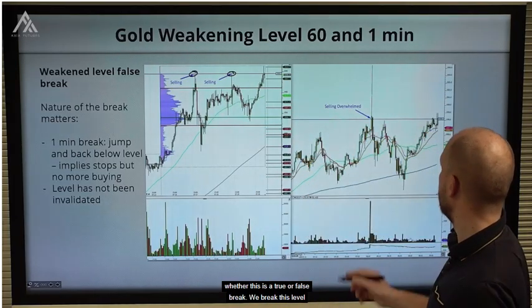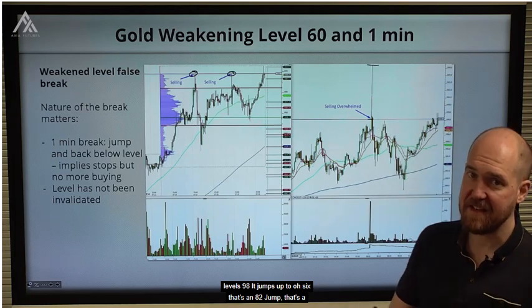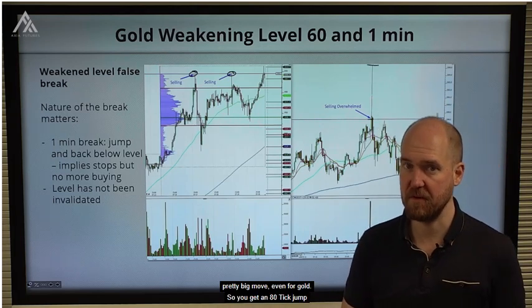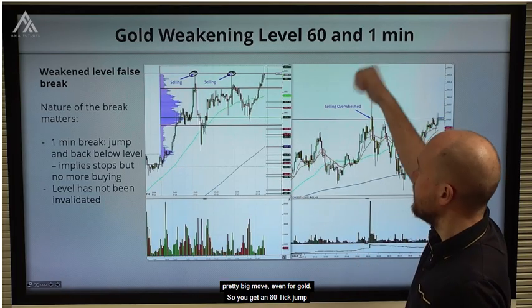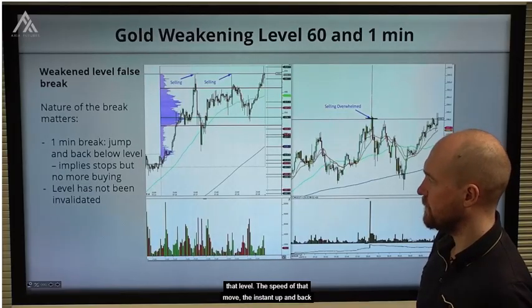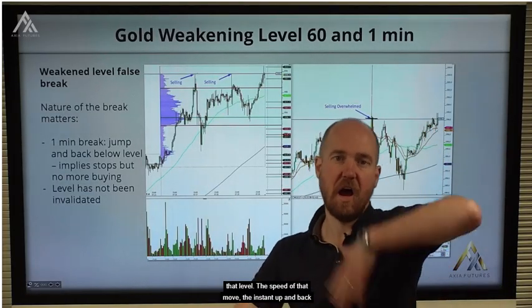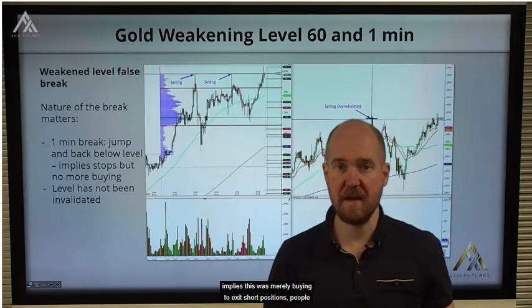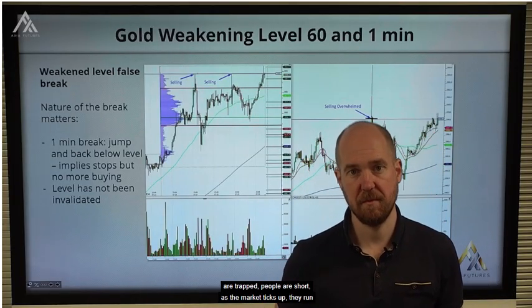We break this level. The level's 98. It jumps up to 06. That's an 80 tick jump. That's a pretty big move, even for gold. So you get an 80 tick jump through the level, which immediately closes back below the level. The speed of that move, the instant up and back, implies that this was merely buying to exit short positions. People are trapped, people are short.